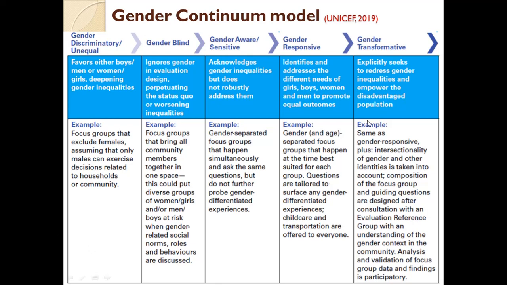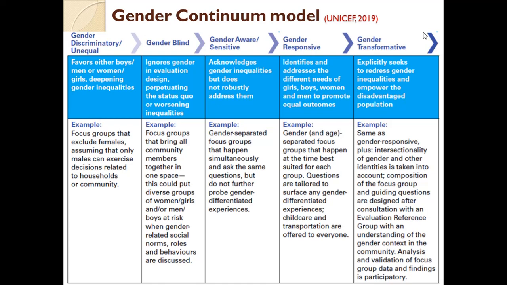But you could also, the best one, you could do a gender transformative process or data collection process where you explicitly seek to redress gender inequalities and empower the disadvantaged population. So in this case, for example, you could have the same gender responsive approach plus intersectionality of gender and other identities taken into account. Of course, the composition of the focus group and guiding questions are designed after consultation with an evaluation reference group, with an understanding of the gender context in the community.